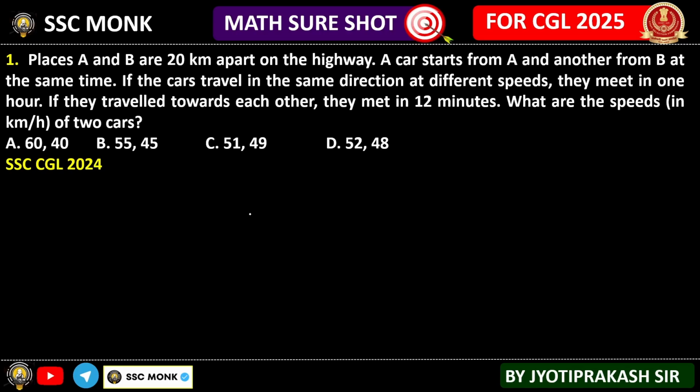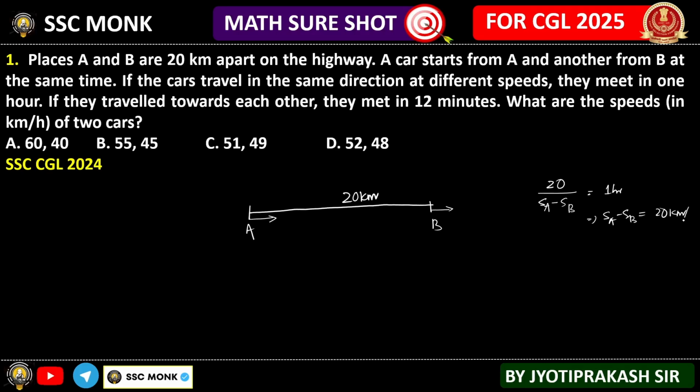Now understand this. Here is point A, here is point B. Distance between these two is 20 km. Okay. Now it is saying a car starts from A, another from B. If the cars travel in the same direction at different speeds, they meet in 1 hour. That means let's say car A is moving in this direction, car B is moving in this direction. Total distance 20. Relative speed is equal to speed of A minus speed of B, that is equal to 1 hour. That means speed of A minus speed of B is equal to 20 by 1 hour, that is 20 km per hour.